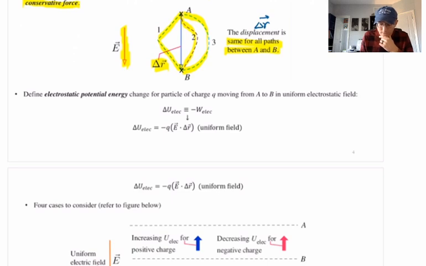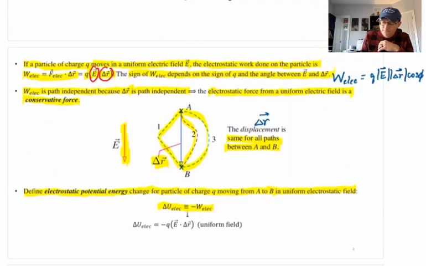Here we go. Defining the electrostatic potential energy change for a particle of charge Q moving from A to B in a uniform electric field. Remember W grav equals negative delta U grav? Well, W electric is negative delta U electric. That's the defining relationship for U electric. And there's the formula right up there, for W electric in a uniform electric field, particle of charge Q.